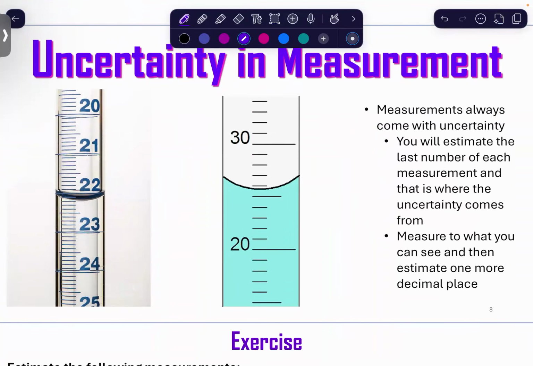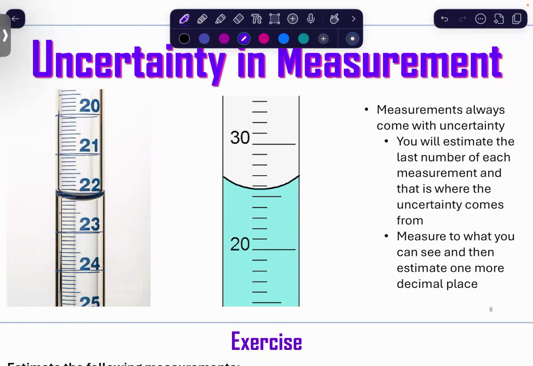All right, uncertainty in measurement. When you're using equipment in a lab, you're going to be able to read definitely to a certain number, and then you're going to have some uncertainty. So you always want to estimate to one place of uncertainty. So let's look at this. What you see here, on the left, you see a burette.